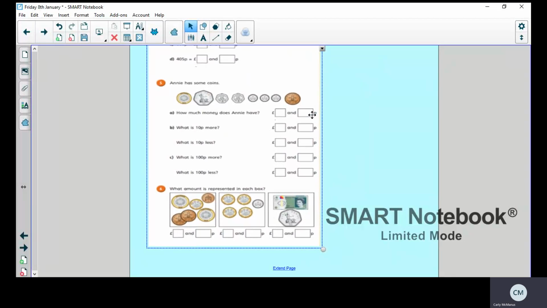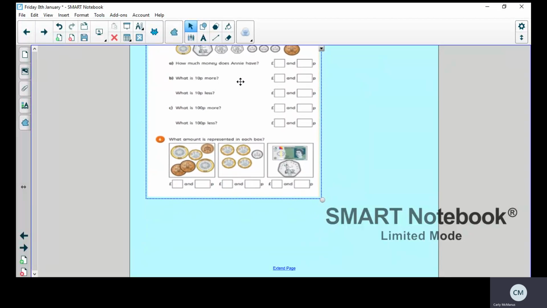So whatever that is, write it down in pound and pence. And then it's asking what 10 pence more is. So you're adding 10 to it. Then what's 10 pence less? So you're subtracting 10. What's 100 pence more? Now remember, 100 pence is £1, and what is 100 pence less? So again, remember 100 pence is a pound. Then it says what amount is represented in each box. So you need to work out in pounds and pence what is in each box and write them in the space below. That should be pretty straightforward.